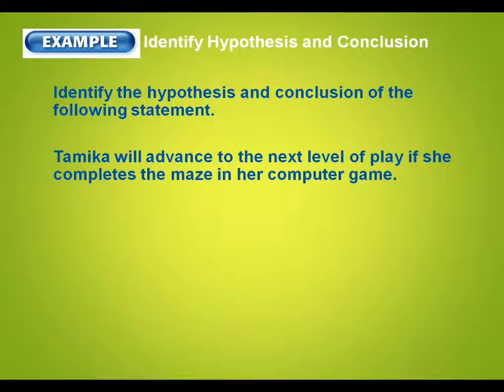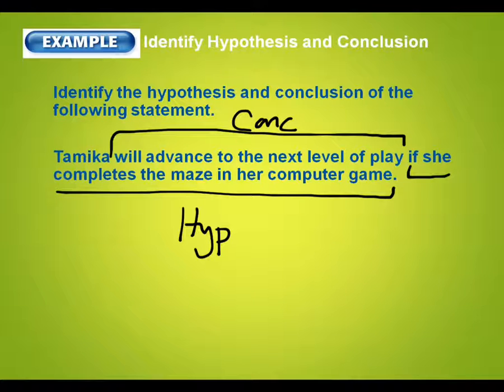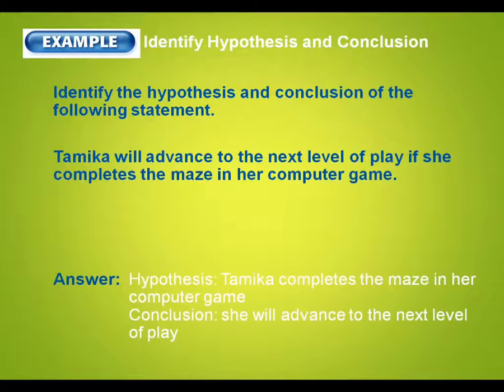Here, Tamika will advance to the next level of play if she completes the maze of her computer game. Now this is an if-then statement, but it's just in reverse order, right? The hypothesis, if she completes the maze in her computer game, the conclusion is what's going to happen. She will advance to the next level. Again, the conclusion is the result of what happens because of the if statement. If this happens, then this will happen.